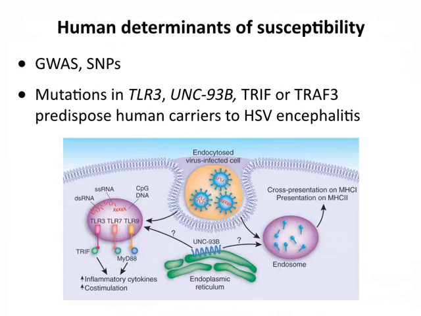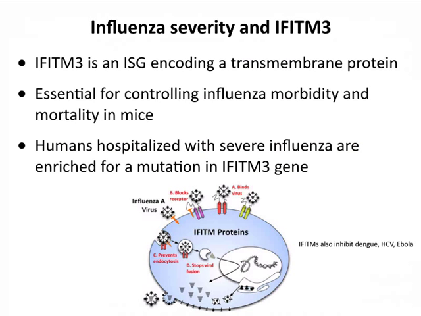And in particular, you can take these mutations, introduce them into cells in culture, and show that they allow higher virus replication. So it's a very nice combination. It's a great example of mutations in innate immune genes that predispose to serious disease.